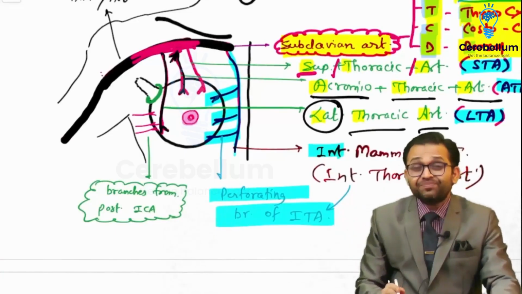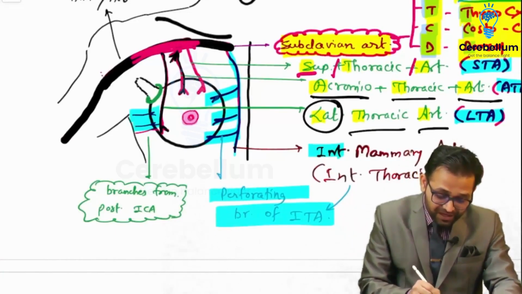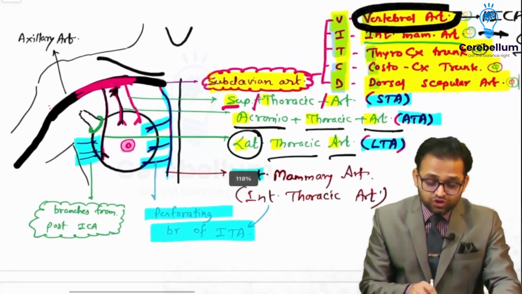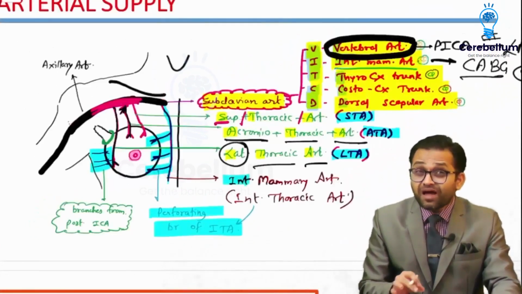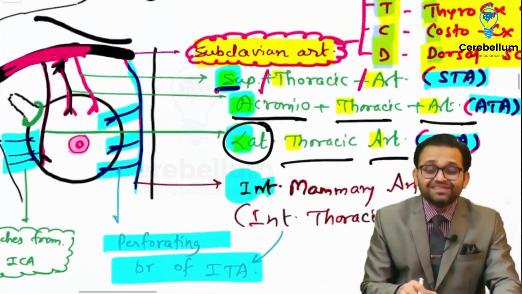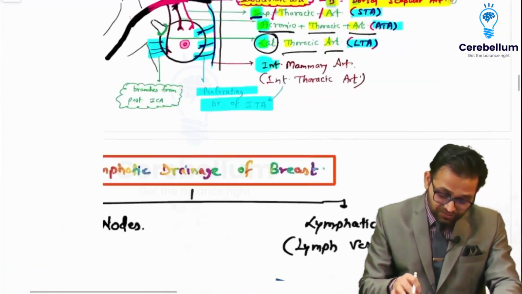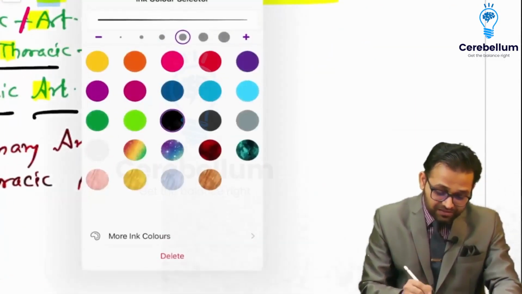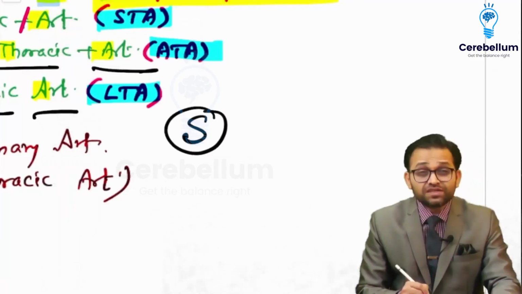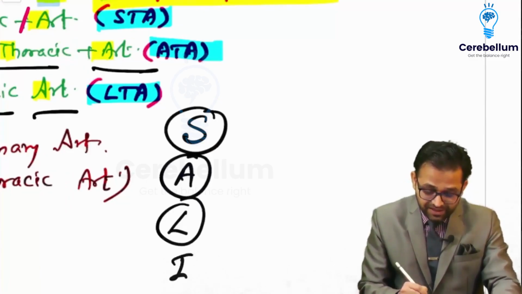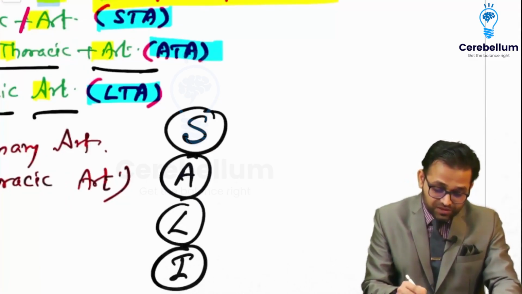In the thorax, we will see these are giving the perforating branches which are supplying the breast from the lateral side. So, a short and sweet way you can remember the arterial supply of the breast is with one mnemonic: SALI, SALI. The branches are superior thoracic artery, acromiothoracic artery, lateral thoracic artery, and internal thoracic artery.